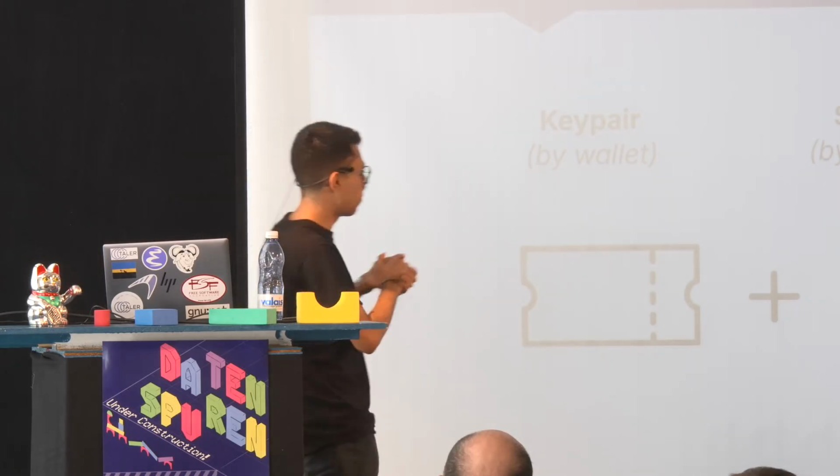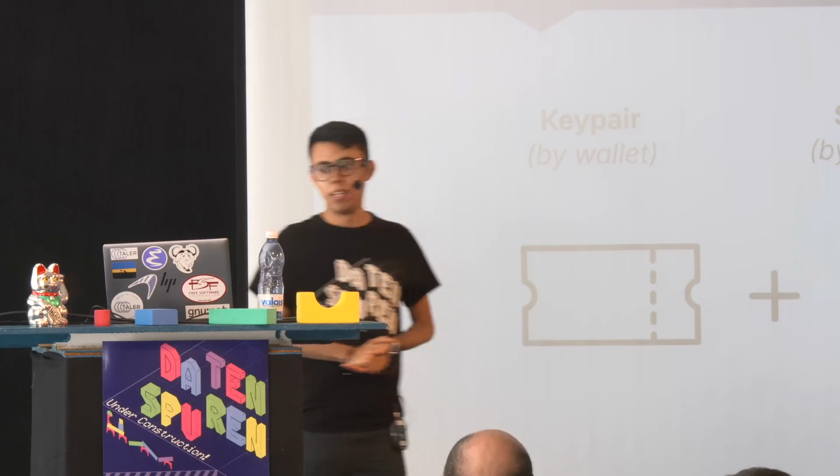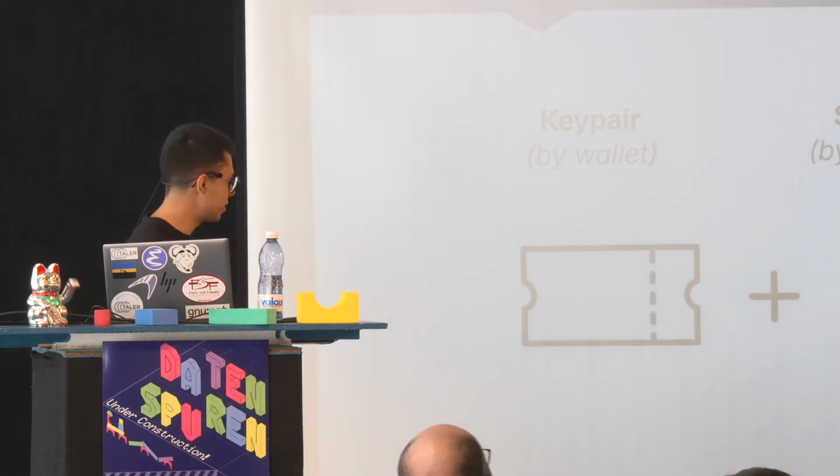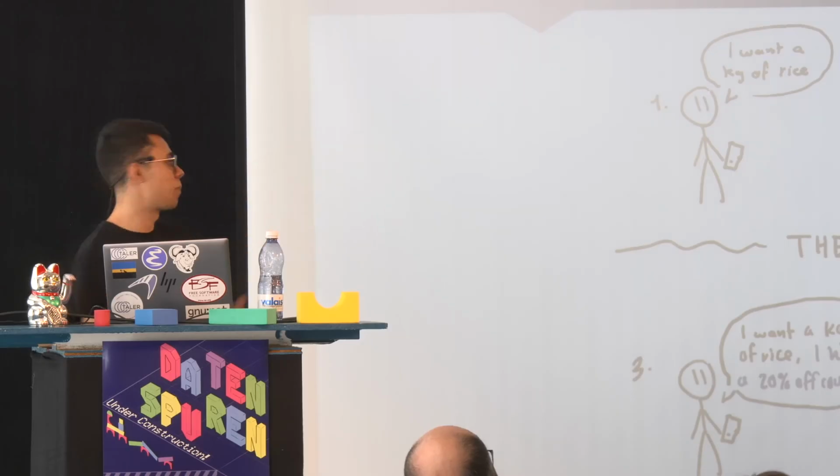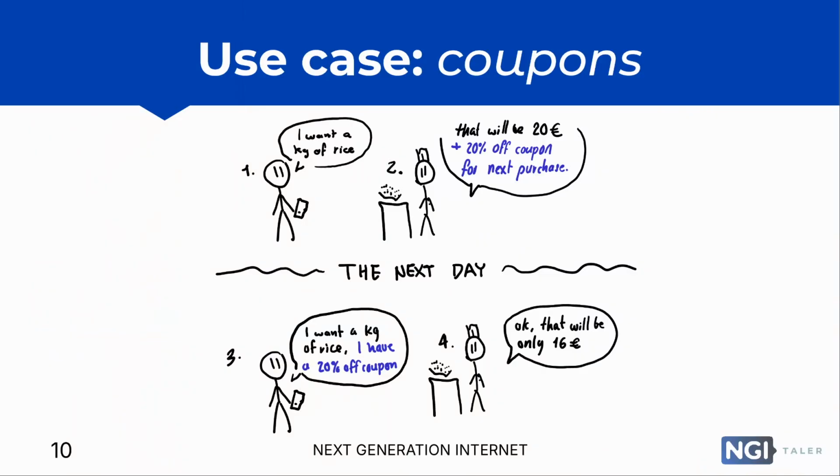So now a token has no monetary value by itself, but it allows you to implement scenarios such as, for example, coupons, where I want to buy rice, and then I go to the shop, and then I pay 20 euros for 1 kilo of rice. A bit expensive, but okay. So you get a 20% off coupon for the next purchase. So then the next day I come back, and I want another kilogram of rice. I ate it all. So now I have a 20% off coupon from the previous day. And then, okay, it will be only 16 euros. So this is for coupons.